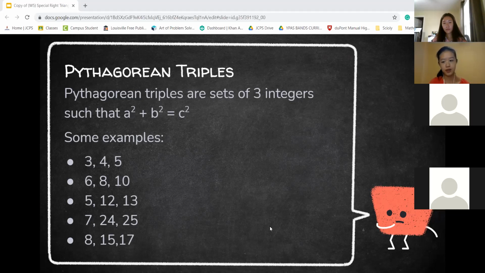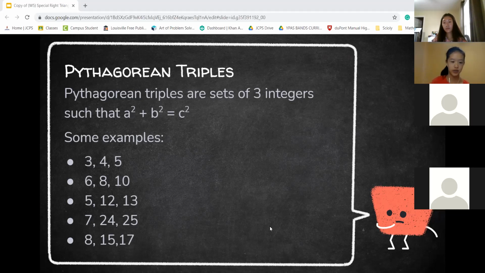And in Math Counts and stuff, generally the smaller ones, like 3, 4, 5 and 5, 12, 13, are pretty much good to know. Whenever you need to solve for the side of a triangle, you can just remember the triple instead of having to solve the Pythagorean theorem every single time.